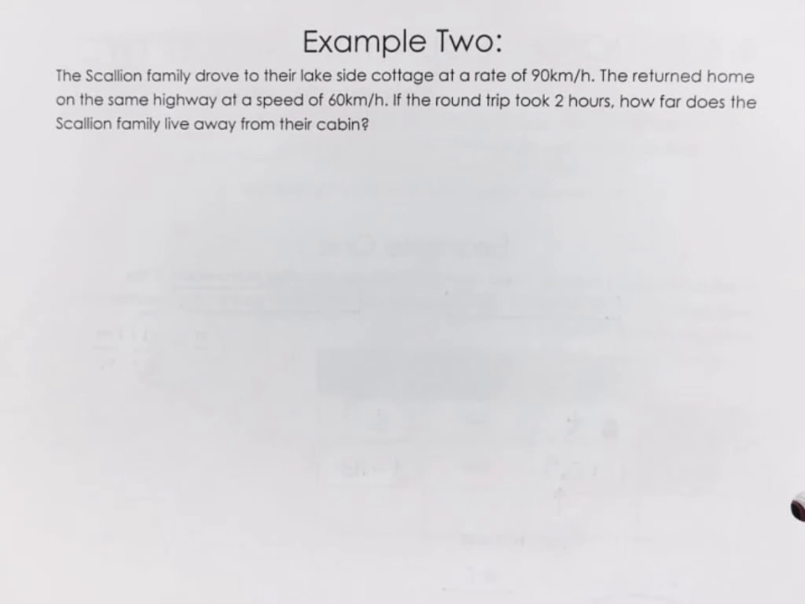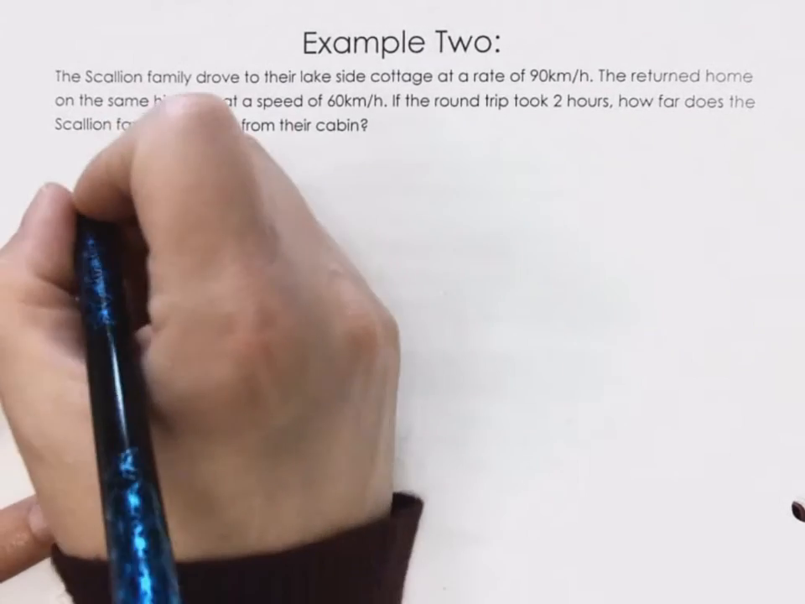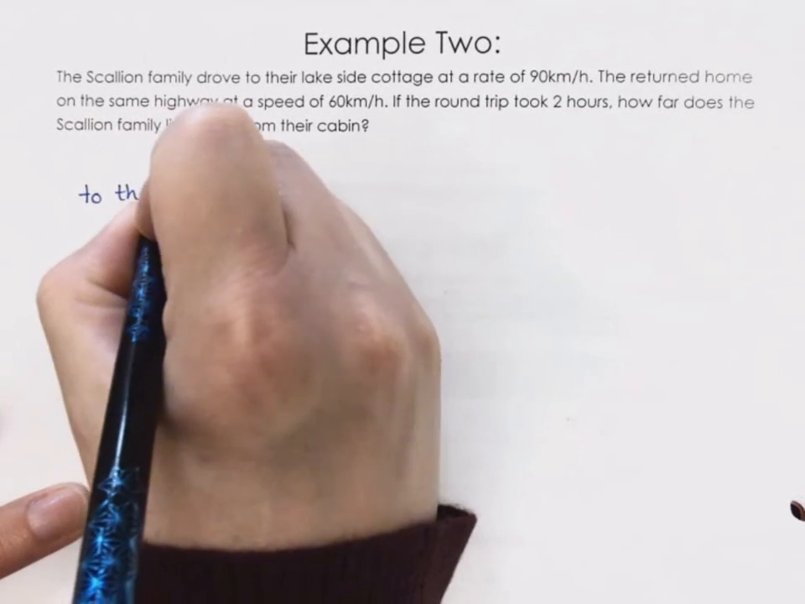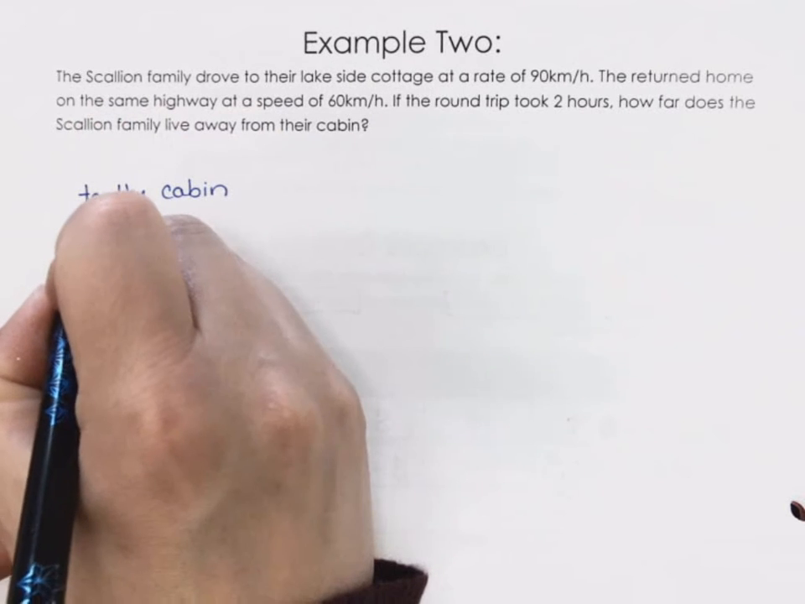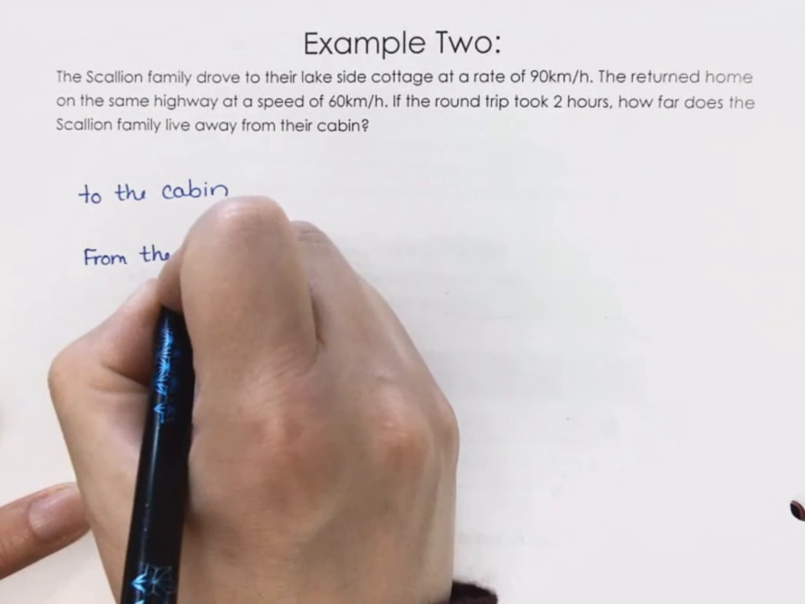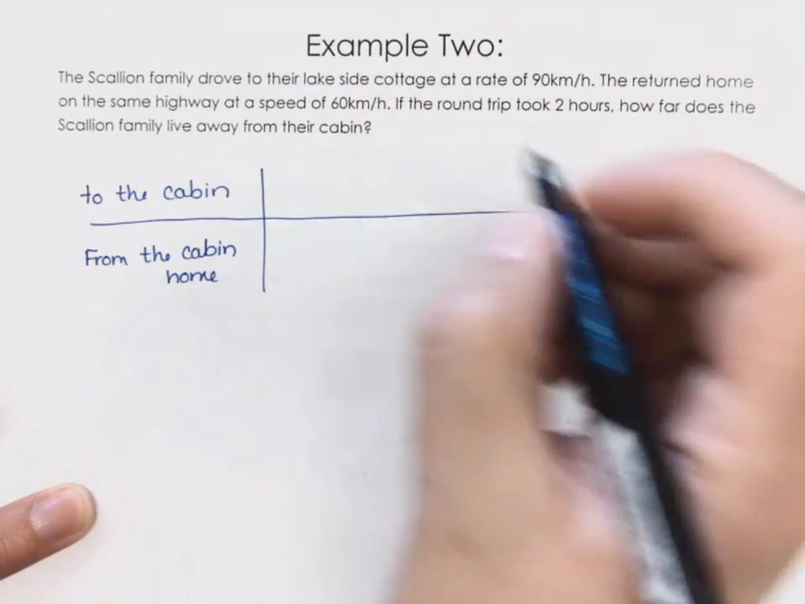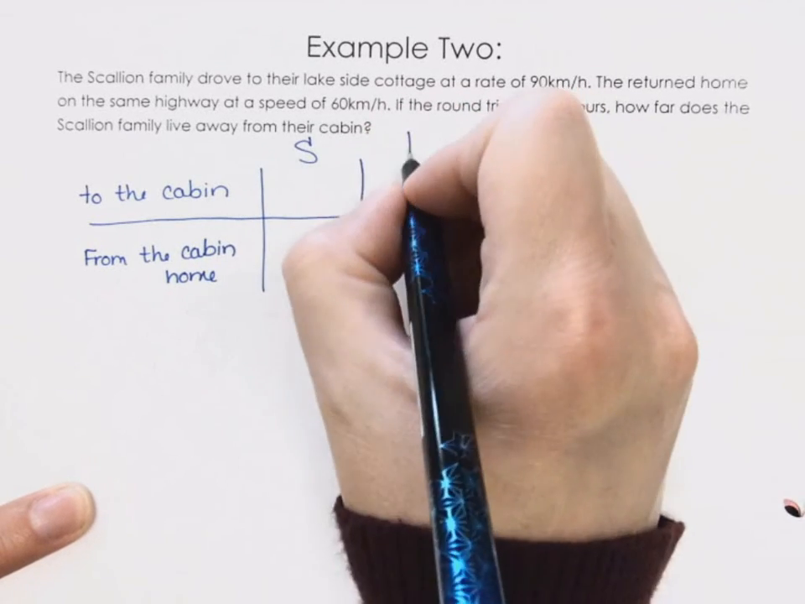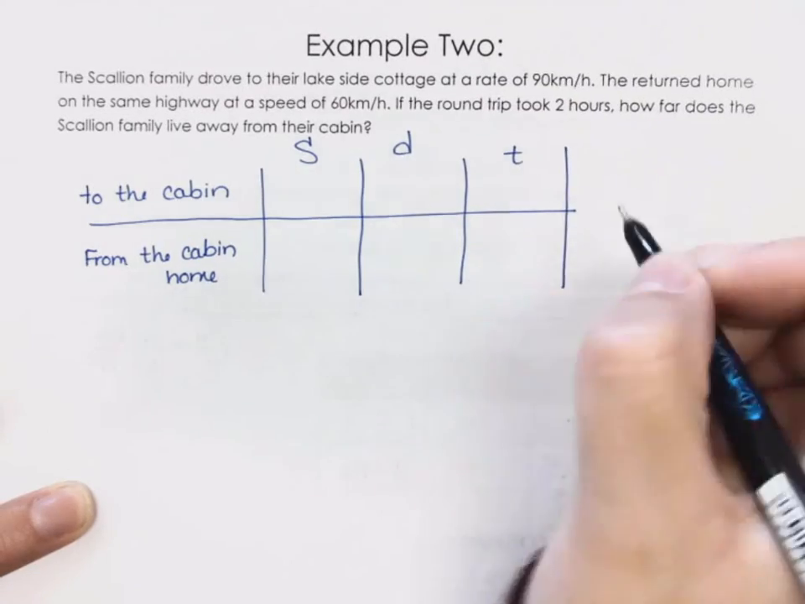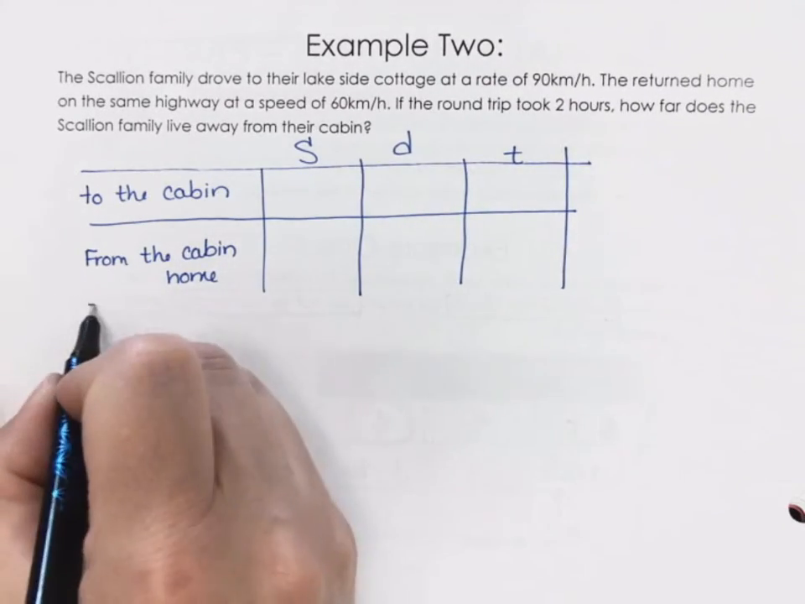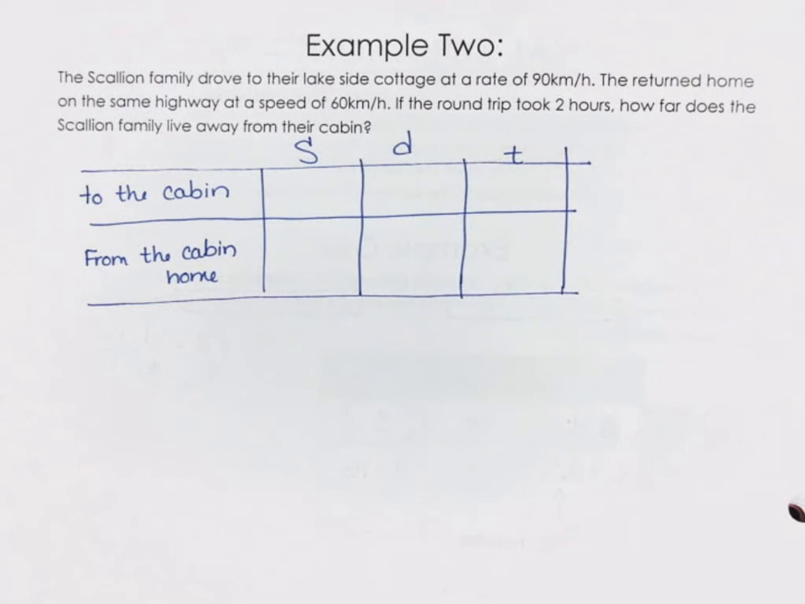Is it okay that we use a table? Does that make sense to you guys? And what will we be using? We're going to be using a speed formula because that's the information we have. We have distance, time, and speed. So we're going to automatically go to a speed formula. So I'm going to create a table. I'm going to have to the cabin and from the cabin. So I'm going to have speed, distance, time. I'm just too lazy to write out the actual words. No, I'm not lazy. I'm efficient. I'm a mathematician. Okay, so let's fill in what we know.